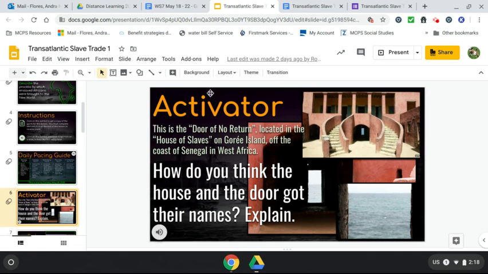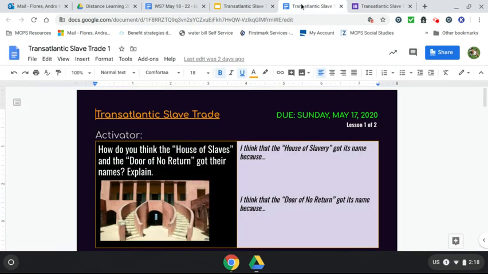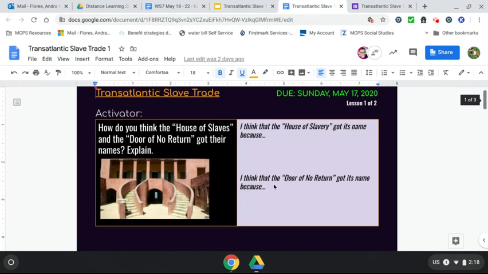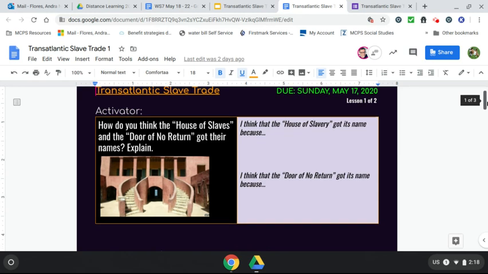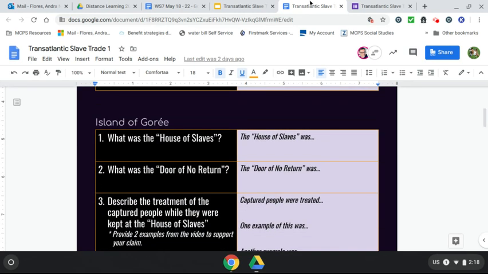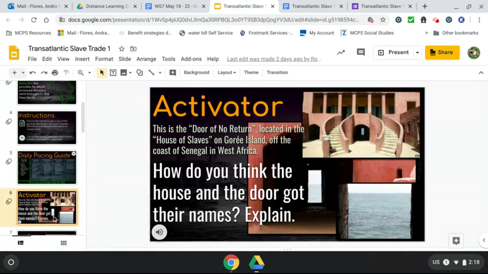So for today on your activator, you're going to take a look at these pictures and you're going to explain how you think this place, which was called the House of Slaves, and then this door right there called the Door of No Return, how do you think they got their names? And you're going to put down your ideas here. Please make sure that you're using complete sentences. Okay, and that is it for day 1.